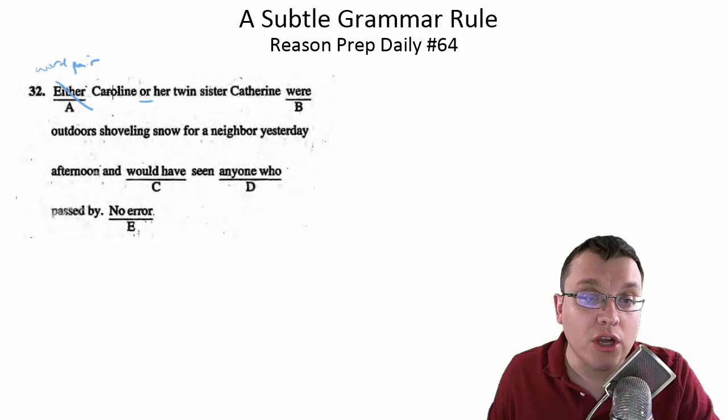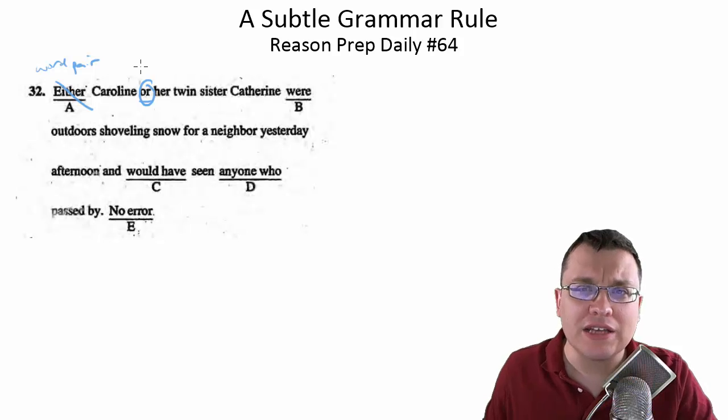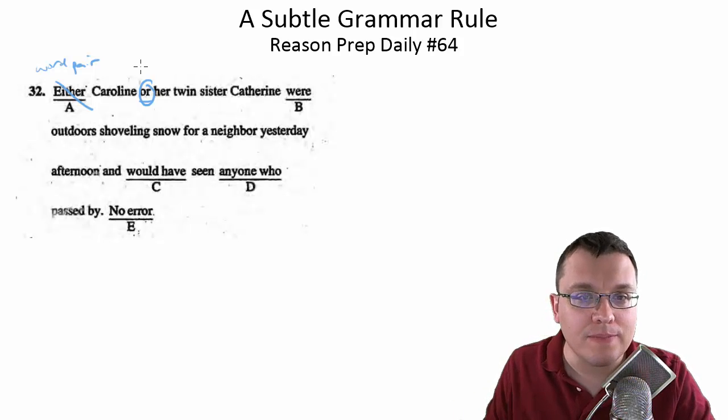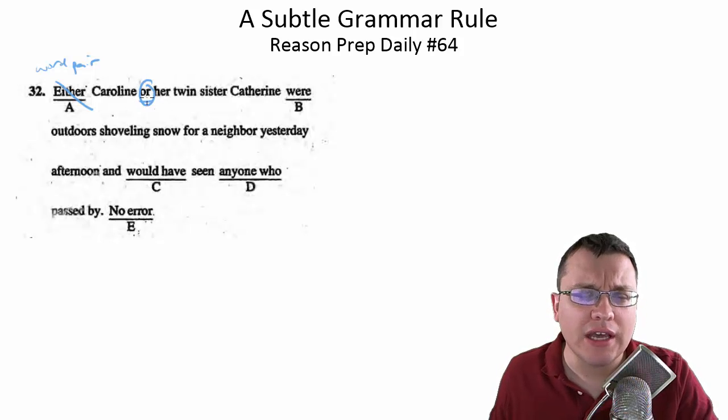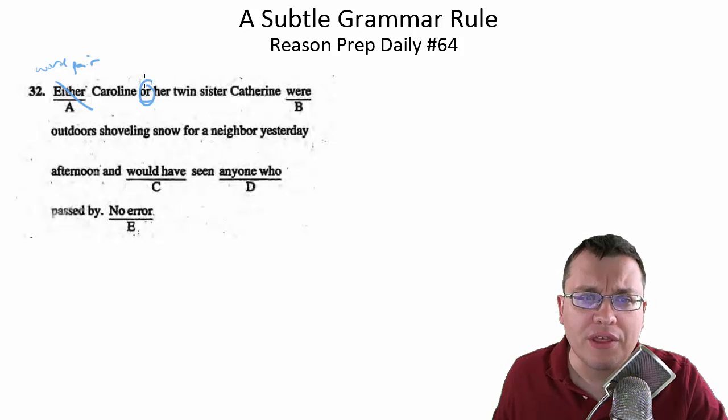But look more closely. Notice it's either Caroline or her twin sister Catherine. So even though it's two people, they're basically being treated separately as two independent subjects, right? It's this person or it's this person. Now, the rule is somewhat complicated for when you connect two nouns with an or. I go into this in the Grammar Bootcamp video, so I'll leave a link in the description with more information on this.